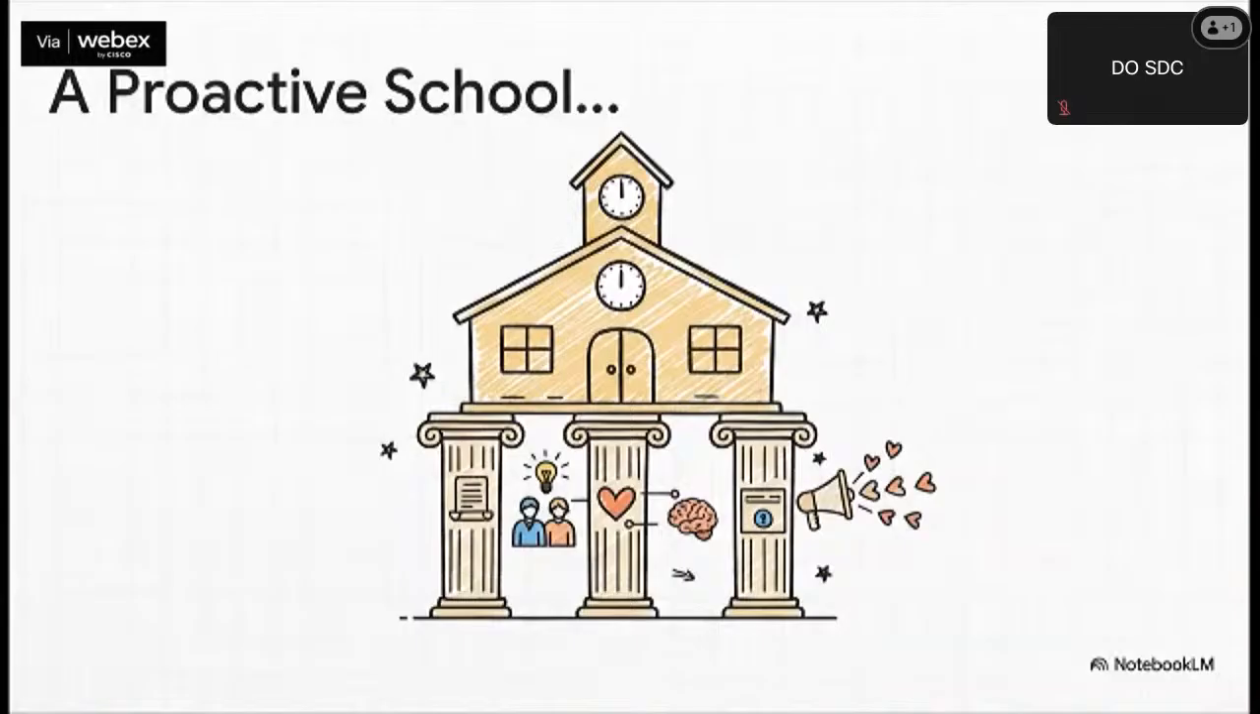Well, it's got a clear anti-bullying policy that everybody knows about. It invests in training its staff. It actually teaches kids skills like empathy and how to resolve conflicts. And it creates safe, anonymous ways for students to report problems without being scared. These aren't just fuzzy ideas, they're concrete actions that build a real culture of respect.